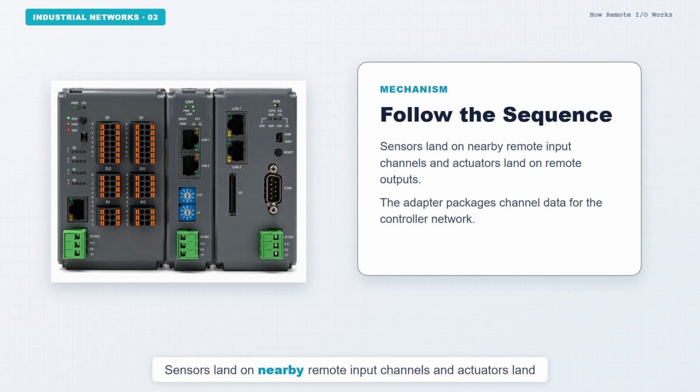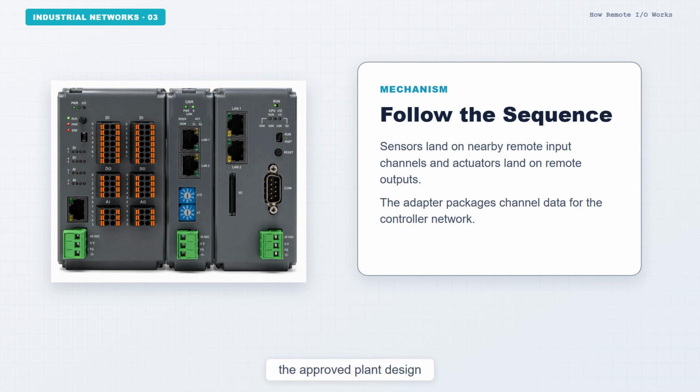Sensors land on nearby remote input channels, and actuators land on remote outputs. The adapter packages channel data for the controller network. The PLC reads inputs, executes logic, and sends output data back through the same station. Watch the direction carefully. The next action depends on the previous action completing correctly. Exact settings, fail actions, and timing remain specific to the approved plant design.